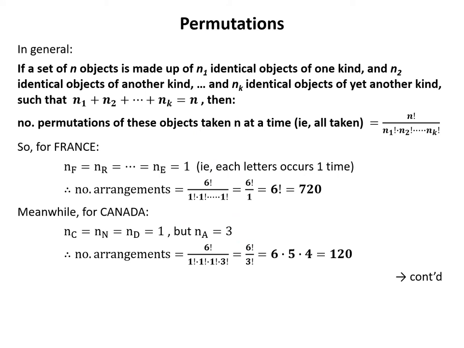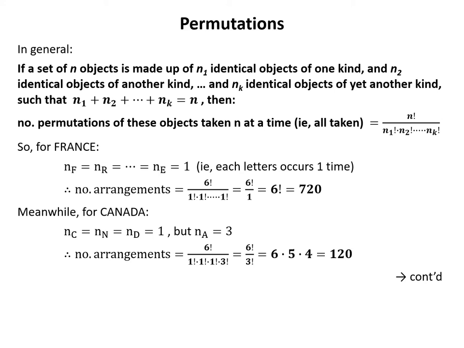So we can generalize. If a set of n objects is made up of n1 identical objects of one kind and n2 identical objects of another kind, and so on and so forth, right on up to nk identical objects of yet another kind, such that n1 plus n2 plus dot dot dot plus nk equals the total number n, then the number of permutations of these objects taken n at a time is equal to n factorial divided by the product of the individual factorials.